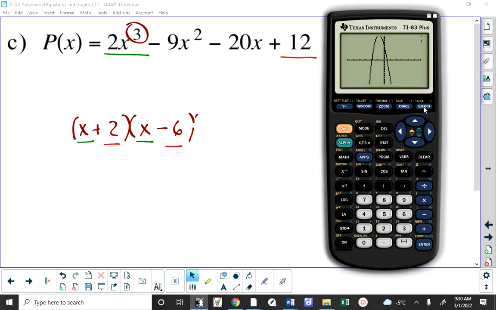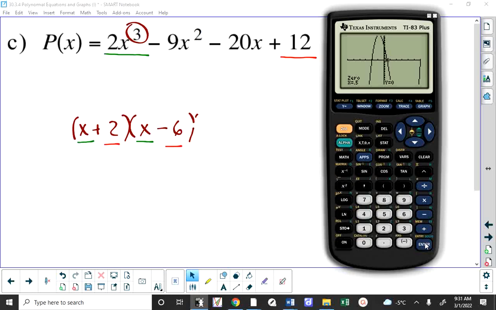That's not bad. So I can see my 6, I can see my negative 2, and now I can see my x-intercept that I'm missing. If I go to my calculate menu and choose 0 and scroll to the left of it, which is there, hit enter, scroll to the right, it's here. So you end up with this.